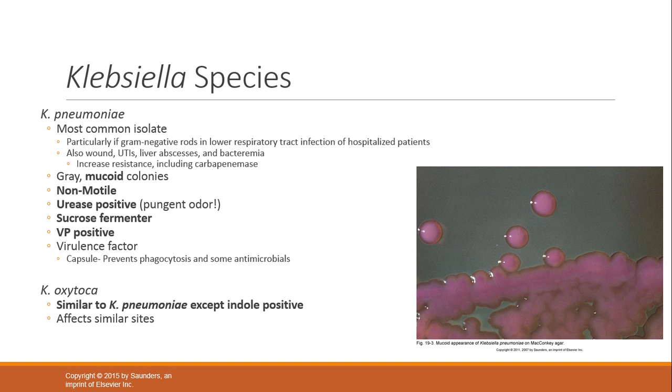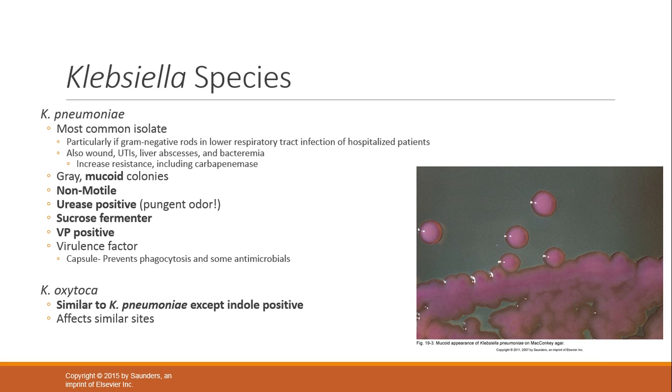VP positive, okay, and virulence factor. This guy can produce a capsule, which can help it evade phagocytosis. And so many times if they produce a capsule, they're going to be very mucoid. And this guy is one of the leading carbapenemase-resistant Enterobacteriaceae that you'll hear about.